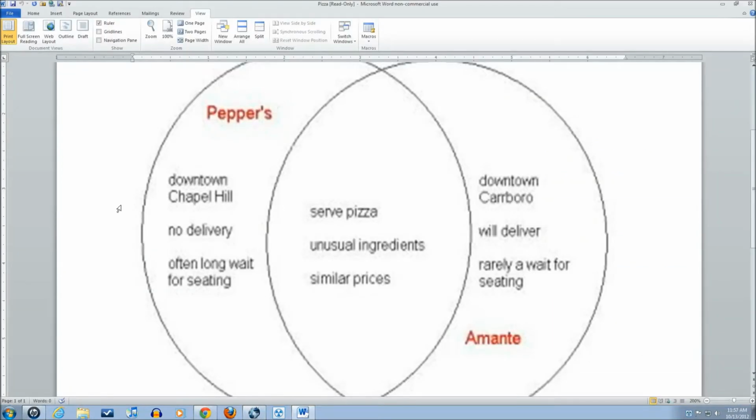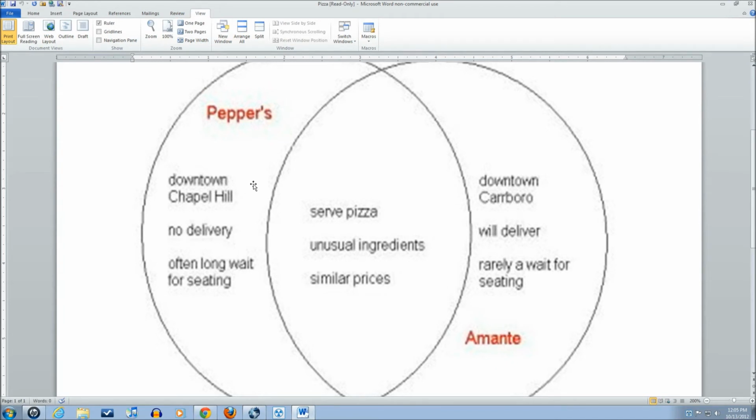The pizza, then, Peppers versus Amante, is also something I want you to look at because you're going to try to create a Venn diagram for Wednesday. These are the similarities, and they can be found in the introduction, yes, but they are not going to be the focal point of the paper. We want to focus on the differences, which are located on the perimeter of each circle.